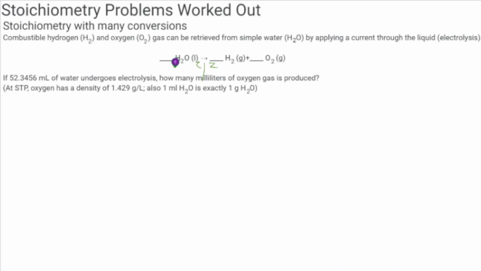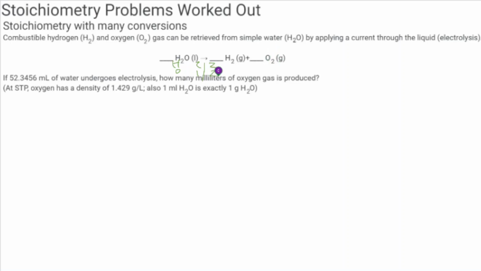Now we can go ahead and look at oxygens as well. When we look at oxygens, we'll see that we don't have any subscript there, so this is just a single oxygen. And then when we look on the product side, we see we have a 2 subscript, so we're going to have 2 oxygens over there.